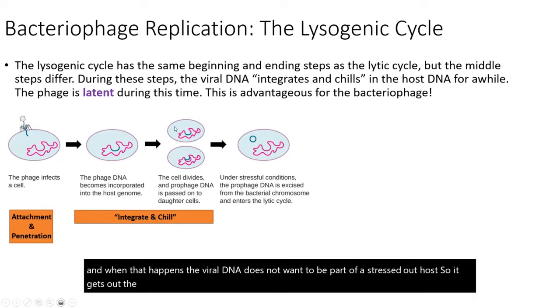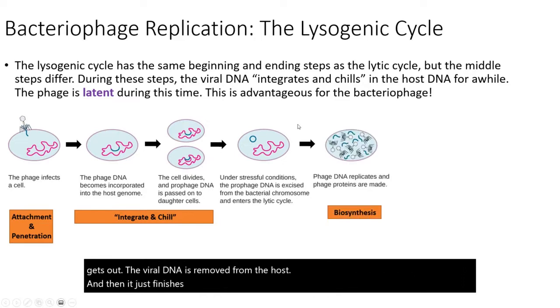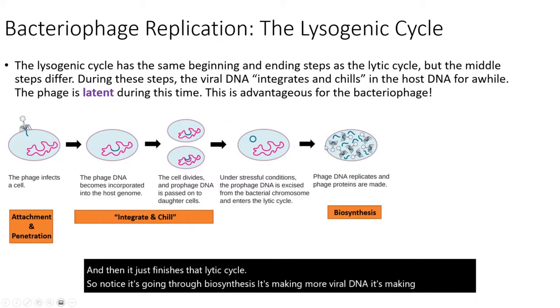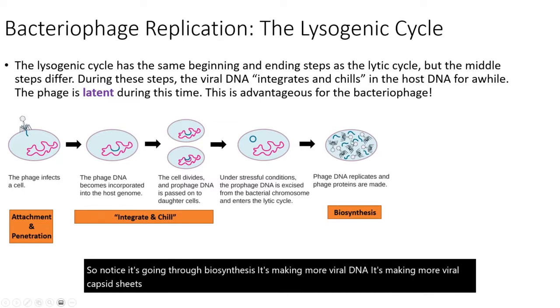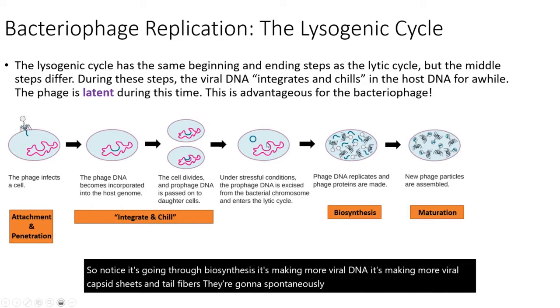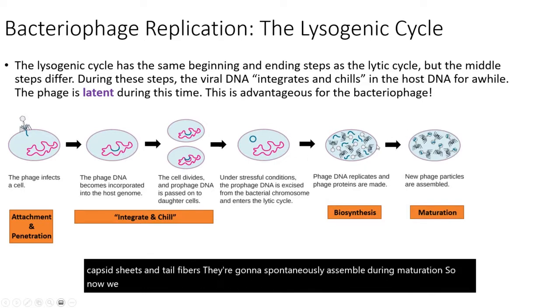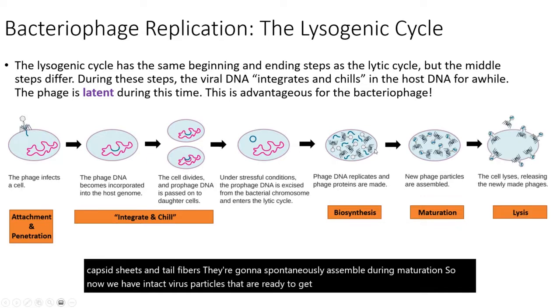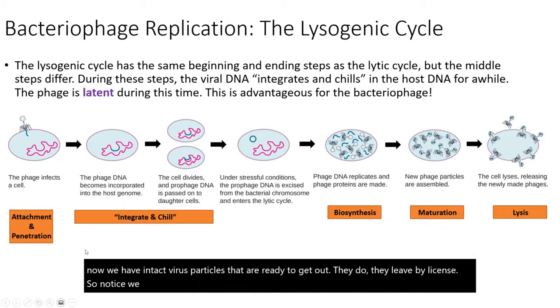The viral DNA is removed from the host, and then it just finishes that lytic cycle. So notice it's going through biosynthesis. It's making more viral DNA. It's making more viral capsid sheaths and tail fibers. They're going to spontaneously assemble during maturation. So now we have intact virus particles that are ready to get out. They do. They leave by lysis. So notice, we still have attachment and penetration. We still have biosynthesis, maturation, and lysis. Okay? There's just an extra step with the lysogenic cycle.